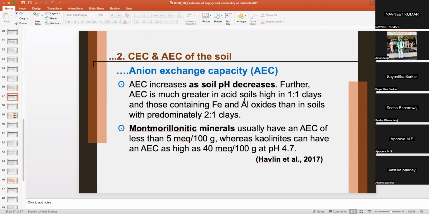So dear students, you can see here the factors that affect the anion exchange capacity. 1:1 type clays have more anion exchange capacity than 2:1 type clay. For example, Montmorillonite can have just 5 milliequivalent per 100 gram anion exchange capacity, but kaolinite can have 40 milliequivalent per 100 grams soil at pH 4.7.